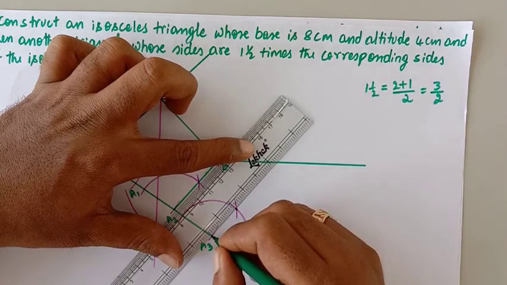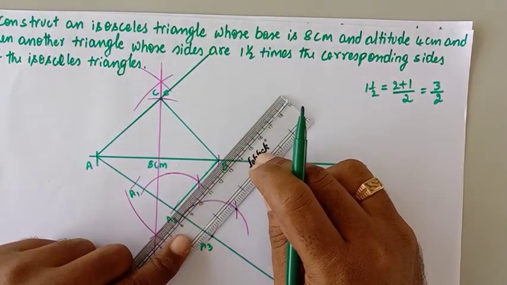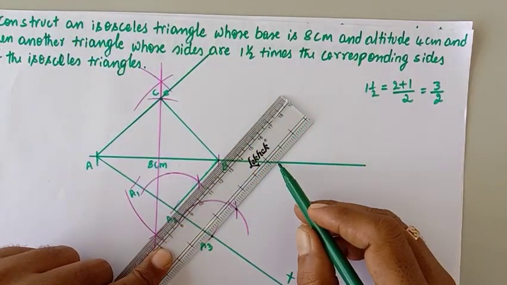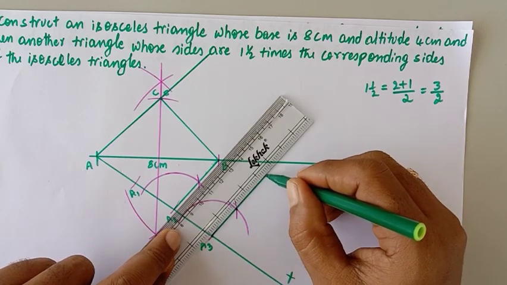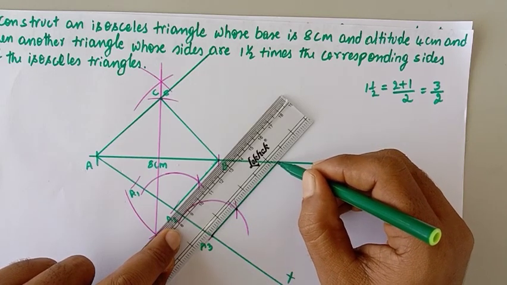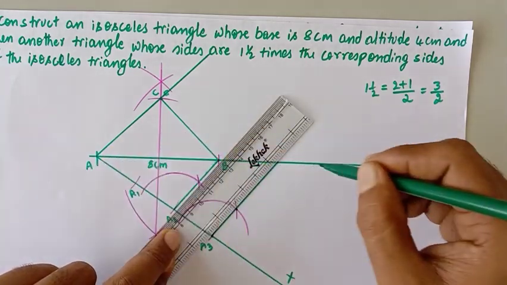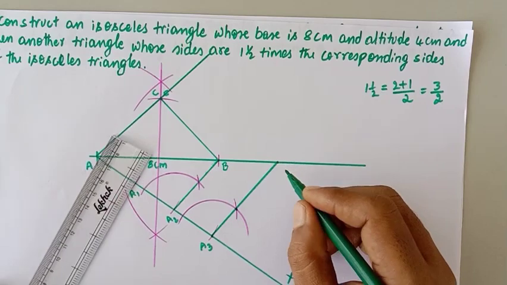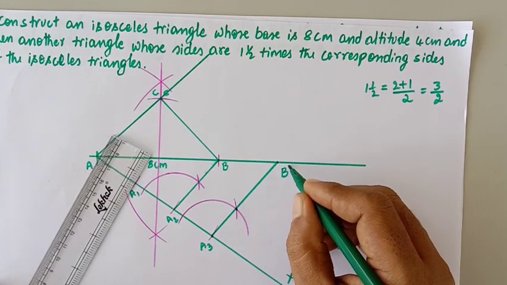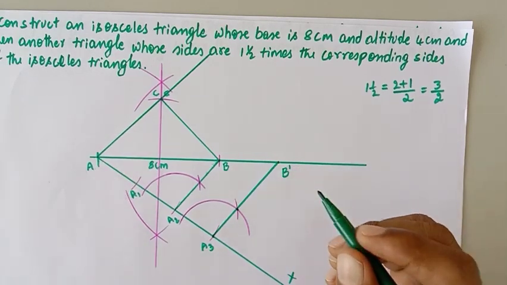Yes, right? Which touches the line. Which should go through this one, and it should pass through this point. The extension of the line AB should be intersected, and this point is called B dash. This point is called B dash.